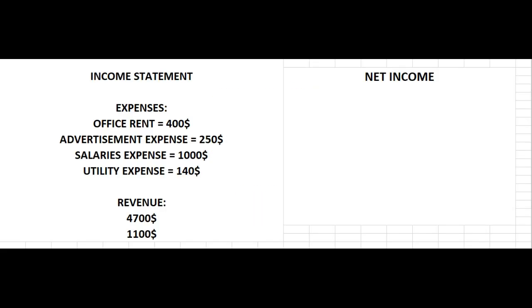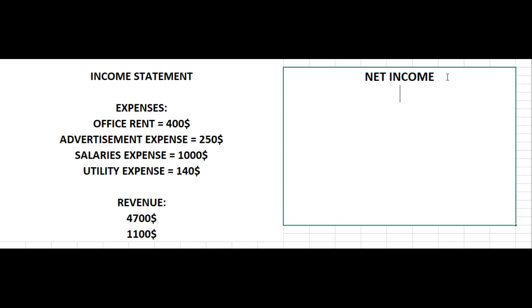Now we are going to compute the net income of the company. To compute the net income, we know the formula. We need to subtract the expenses from the revenue. Our total expenses are equal to $790, and the total revenue of our company is equal to $5,800.